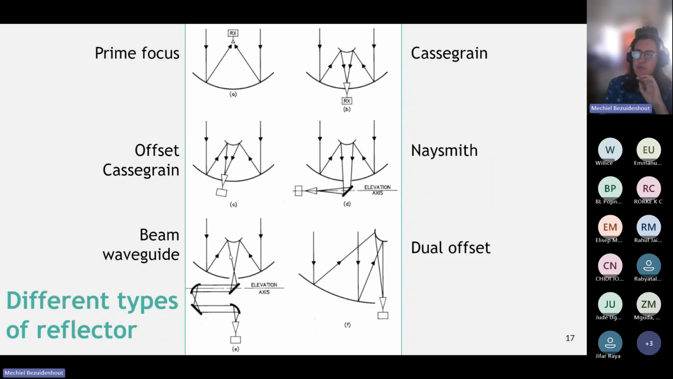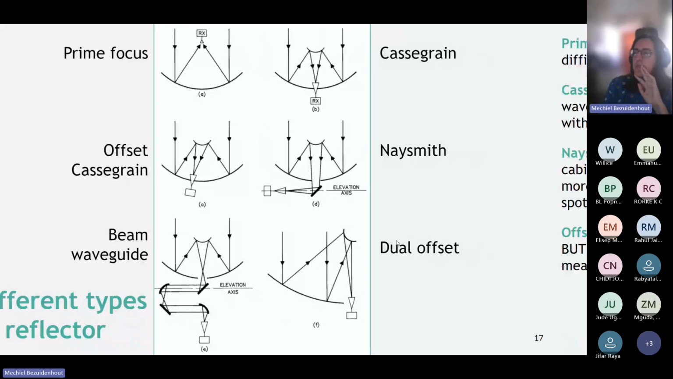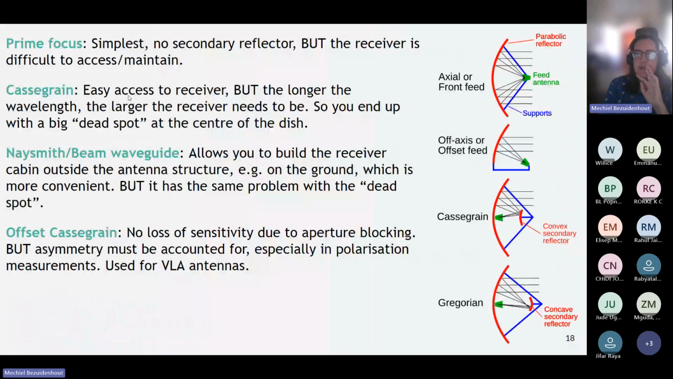And the same kind of principle applies with the beam waveguide type telescope. And then there are dual offset types as well, where the secondary reflector sits outside of the dish and then reflects onto a receiver that's off towards the side. So the primary focus dish is the simplest solution. There's no secondary reflector, so it's also the cheapest solution. But a big problem with that is that the receiver is very difficult to access or maintain.